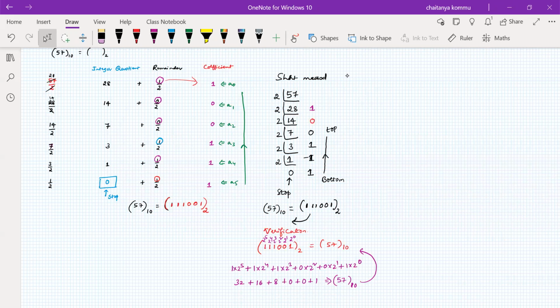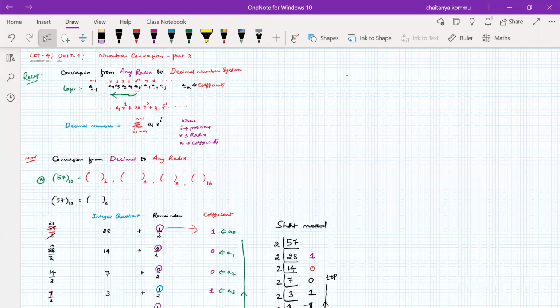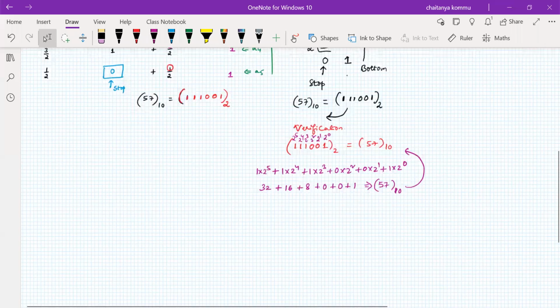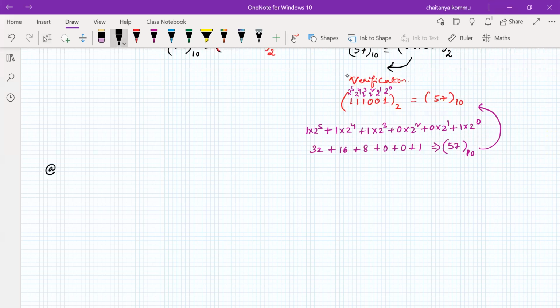Okay. From now onwards, we are going to do this with the help of the shorthand method only. I want to convert 57 into, for example, radix 4. Shall we do it? 57 base 10 is converted into radix 4. What is its value? Radix 4 means how many digits are there? 4 digits: 0, 1, 2, 3. That's all. Whatever number you specify here should contain only these digits, no other digits.